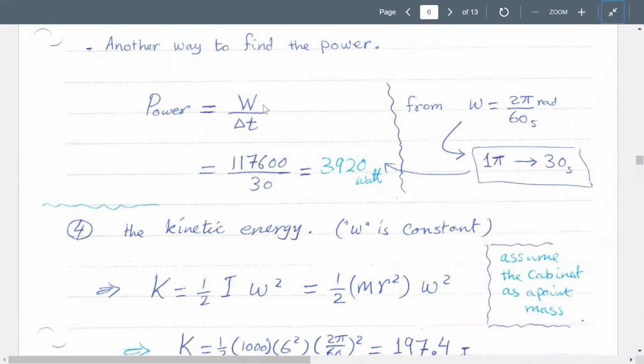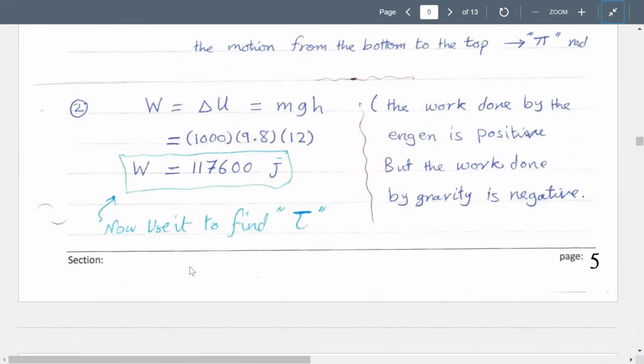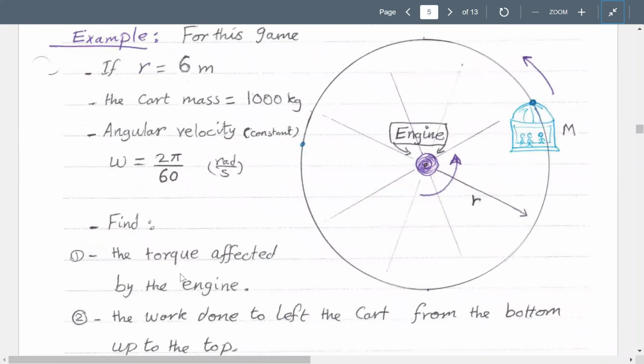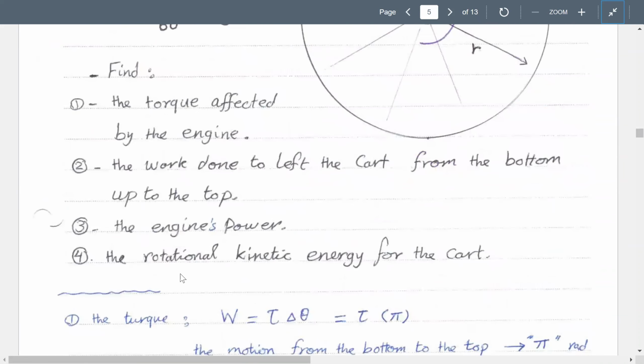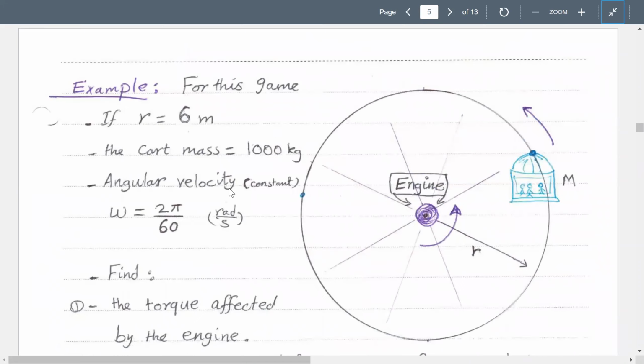Okay. And we can find it by using the work. It is equal to the change in kinetic energy if we assume the initial kinetic energy is equal to 0. This is an example that contains everything: the torque, the work, the energy, and so on. Any question about that? Okay.